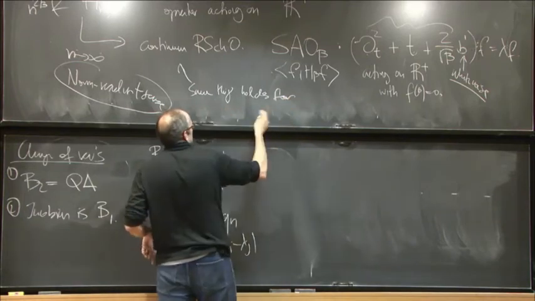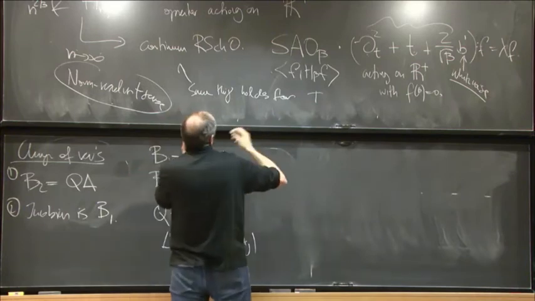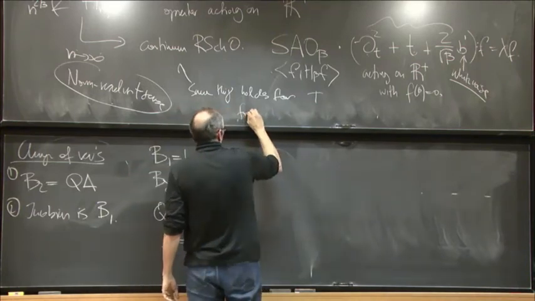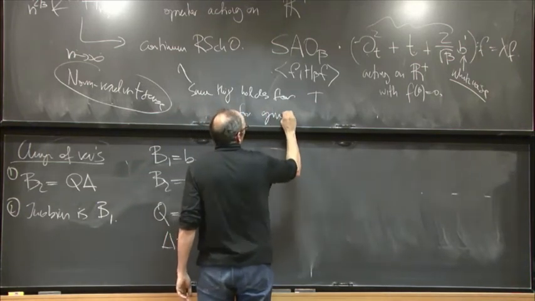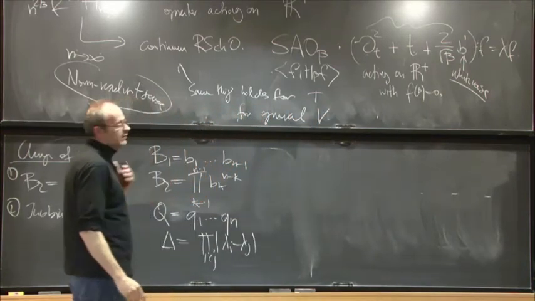For t or h, I guess I called it h there, but it doesn't matter. T for general V. Okay, and by general V I mean this polynomial.